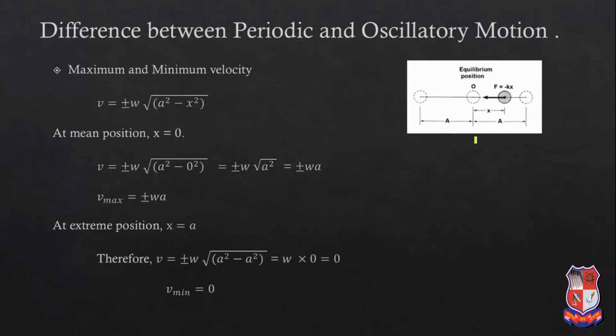Okay. Now at the extreme point, that is x is equal to a, what is going to happen? Therefore v is equal to plus or minus omega under root of a square minus a square, which is equal to omega into 0, equal to 0. So v min is equal to 0. So we can conclude that at an extreme point, at this point or this point, our velocity is going to be 0, and at the mean point the velocity is going to be maximum, right?